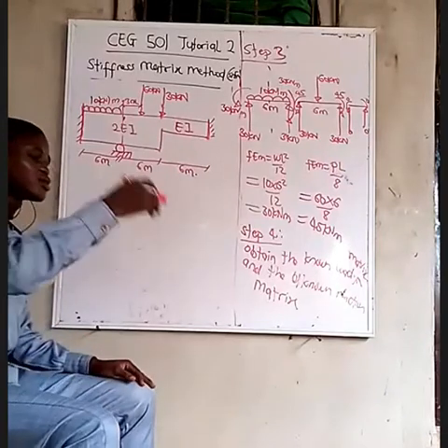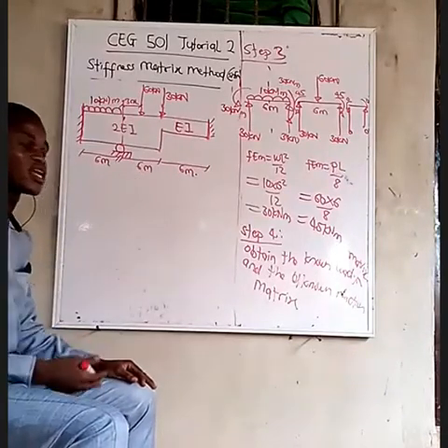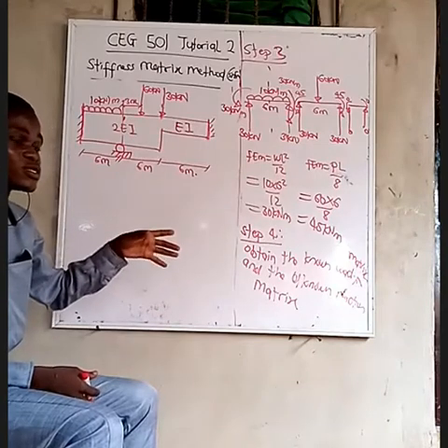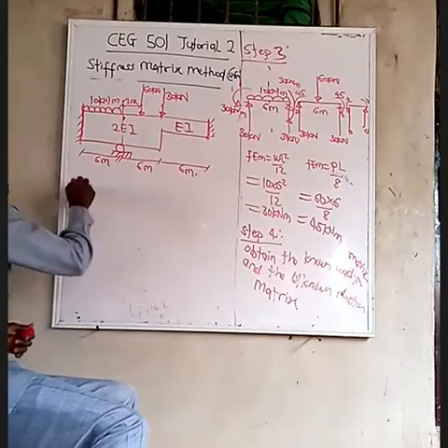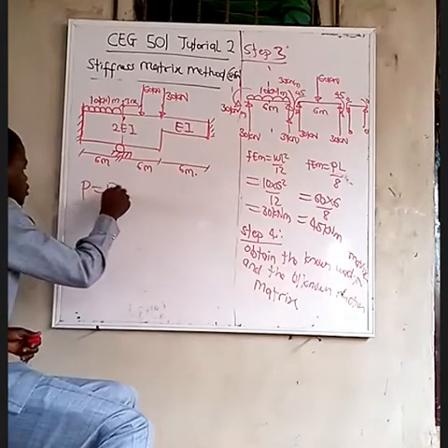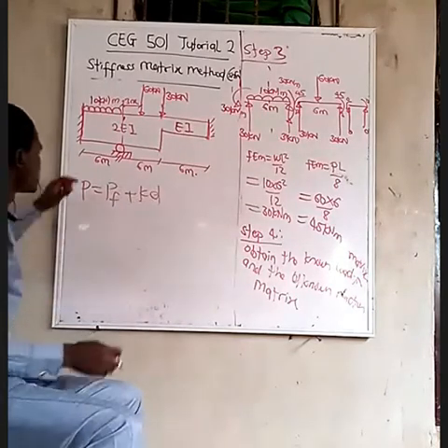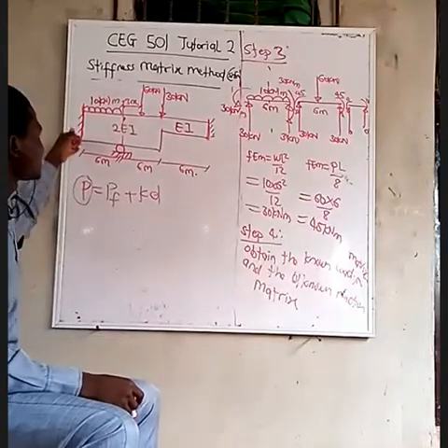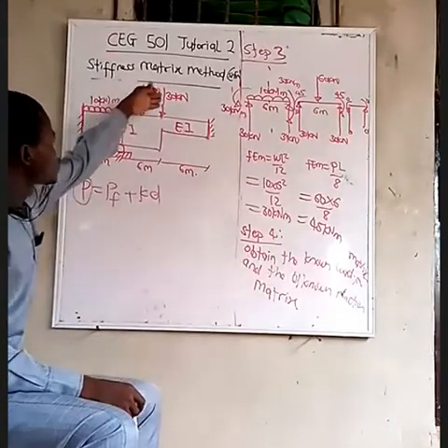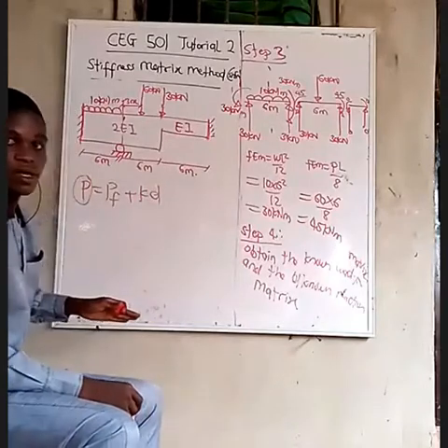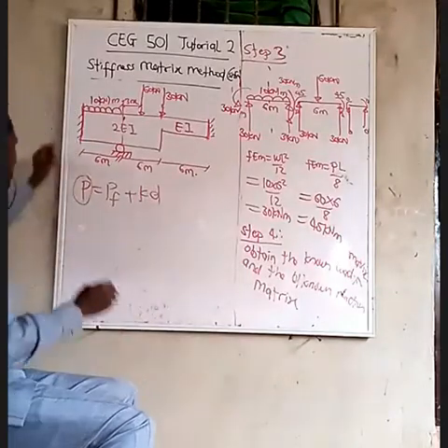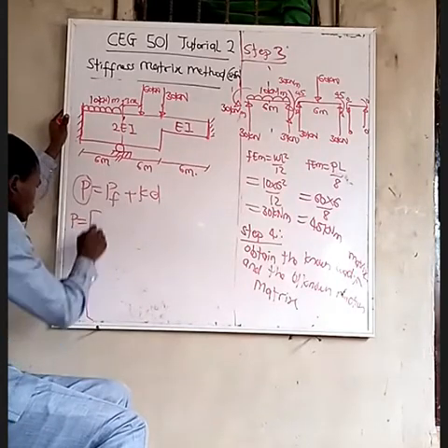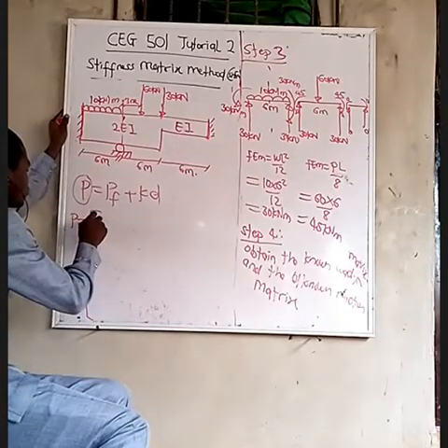So how do you know the loads? The loads are the degrees of freedom. The loads that are being applied are at the degrees of freedom, not the intermediate load. Our P equals PF plus KD. This P refers to the loads that are applied at the degrees of freedom that we chose. You understand?